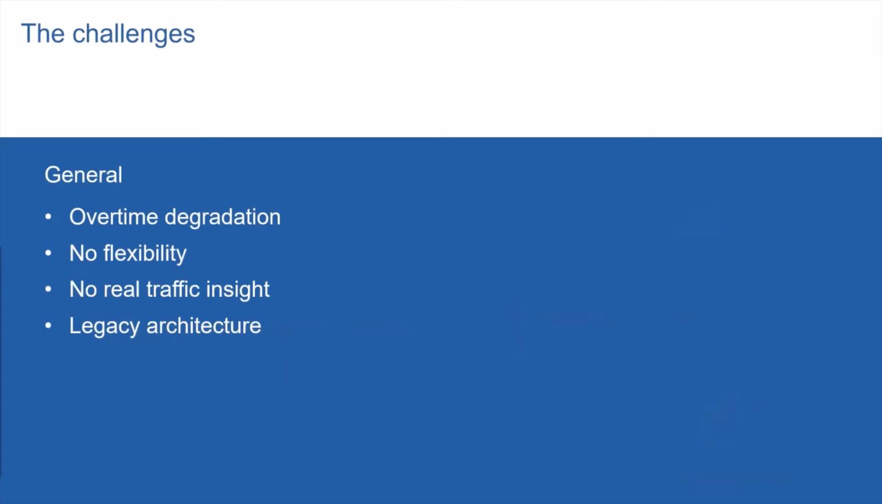And in general, the challenges we have are an over-time degradation. There is no real flexibility. Like we mentioned, all branch offices have to backhaul their traffic. So things like round trip time won't benefit from this. We have no real traffic insight, and it is a legacy architecture.